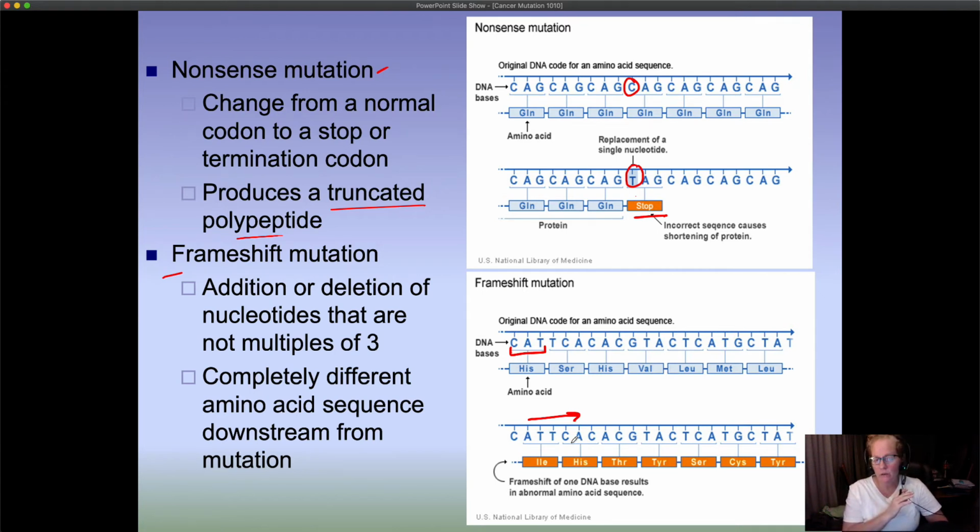And again, this is going to throw off not only that first codon, but it's going to throw off every codon thereafter, so that what should have been this amino acid sequence now becomes this amino acid sequence, and it's not even remotely the same. So the protein will not fold properly, and it will be non-functional.